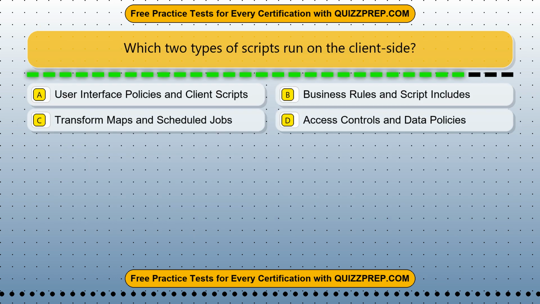Question 102. Which two types of scripts run on the client side? Option A, user interface policies and client scripts. Option B, business rules and script includes. Option C, transform maps and scheduled jobs. Option D, access controls and data policies.